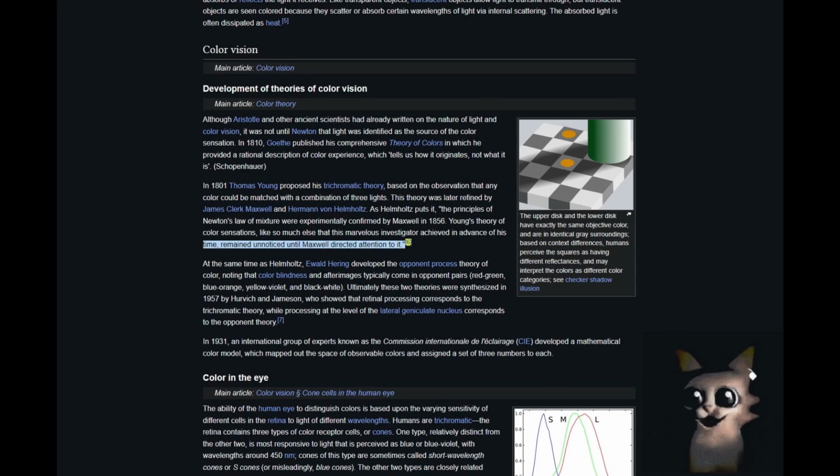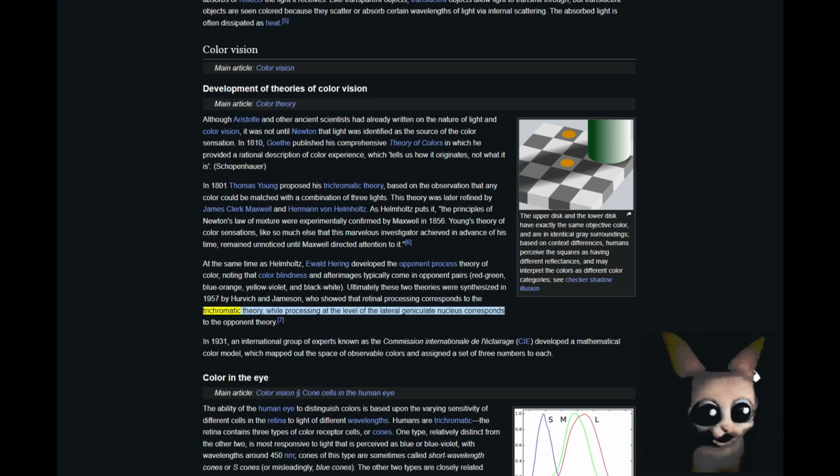6. At the same time as Helmholtz, Ewald Hering developed the opponent process theory of color, noting that color blindness and afterimages typically come in opponent pairs: red-green, blue-orange, yellow-violet, and black-white. Ultimately, these two theories were synthesized in 1957 by Hurwicz and Jameson, who showed that retinal processing corresponds to the trichromatic theory, while processing at the level of the lateral geniculate nucleus corresponds to the opponent theory.